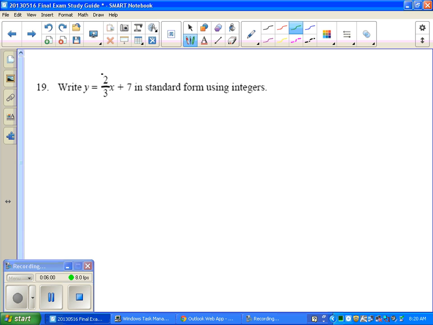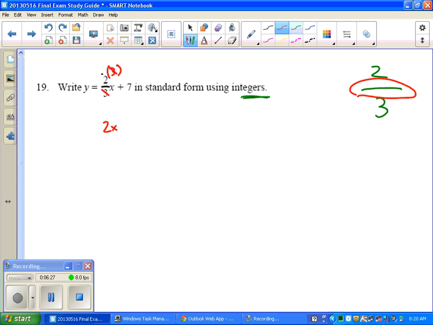19 says write it in standard form using only integers, not fractions. That's what that means. So let's take care of that part first. Get rid of 2/3. We all know that 2 over 3 can be resaid as 2 divided by 3. That's what that bar means, divide by 3. We also know in order to undo divide by 3, you need to multiply by 3. So if we multiply this term by 3, it'll cancel that out and just leave us with 2x.